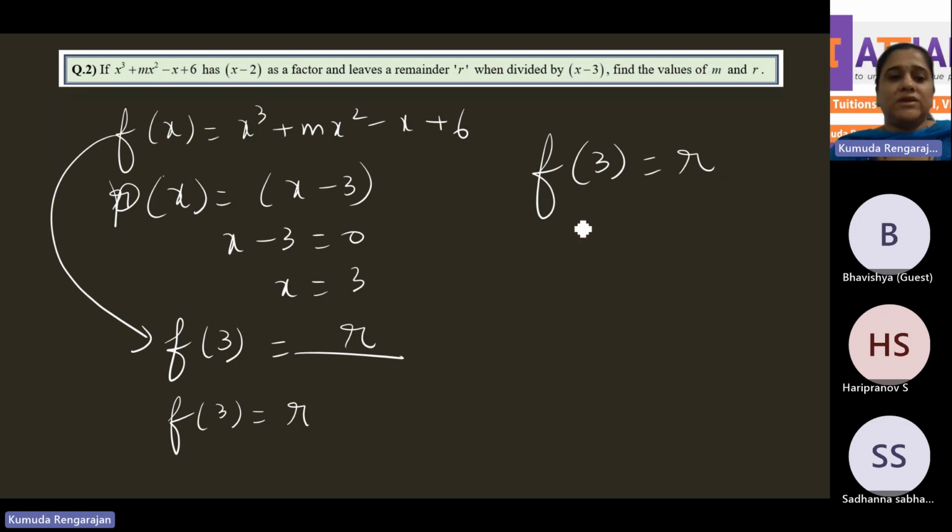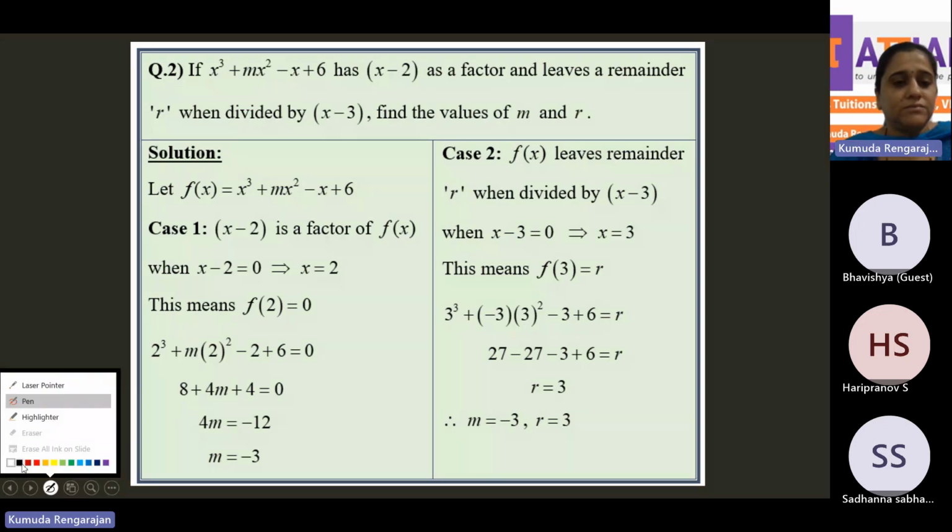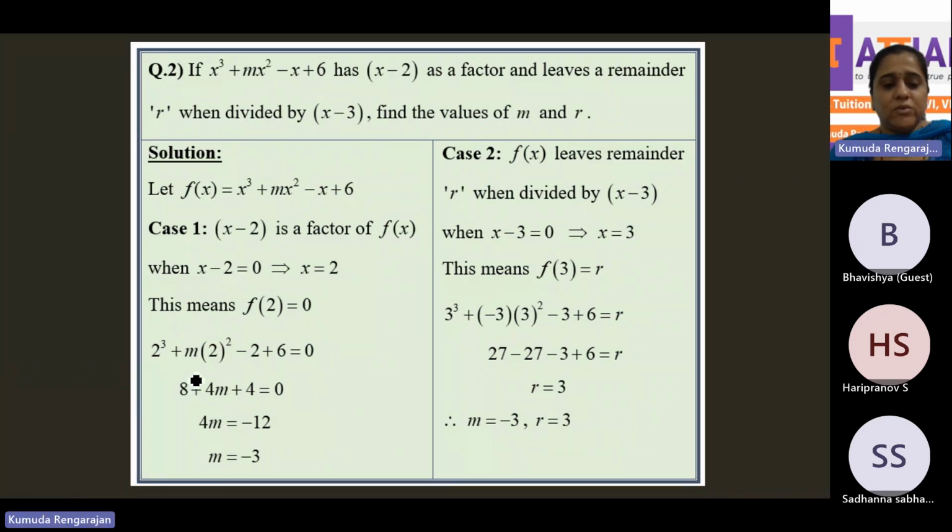Now how do you find f of 3? In f of x, wherever there is x, use 3. Is equal to r. So that's what you see here. So when you substitute and solve, you get m is equal to minus 3.